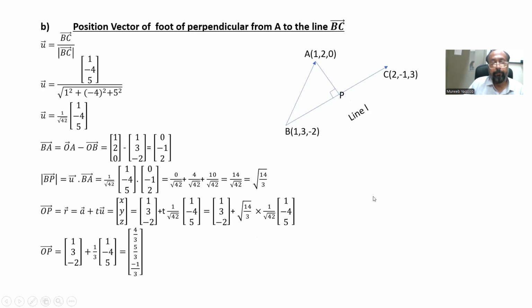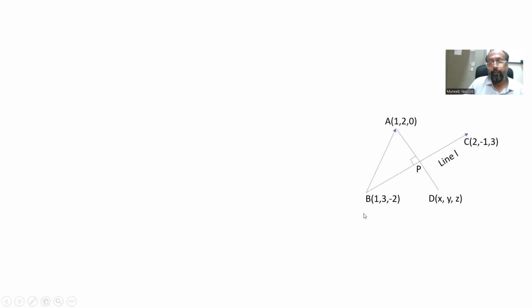So that was the second part of the question, which was a bit tricky, but I think now you can do this question. Now for the third part, we need to calculate the position vector of D, which is the reflection of point A in the line L. You can see in this diagram, I have drawn the point D. Now to find the coordinates x, y, and z, how will we proceed?